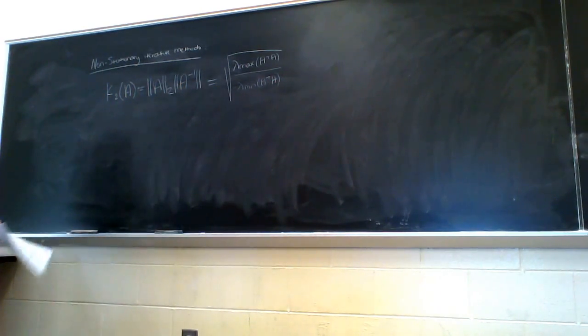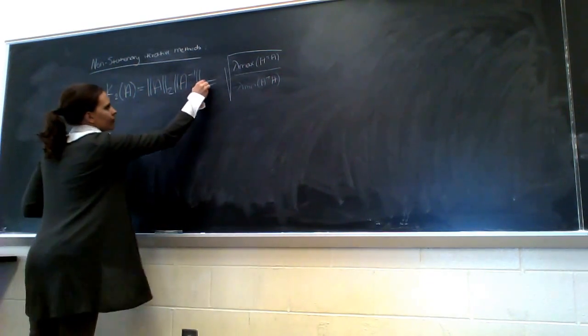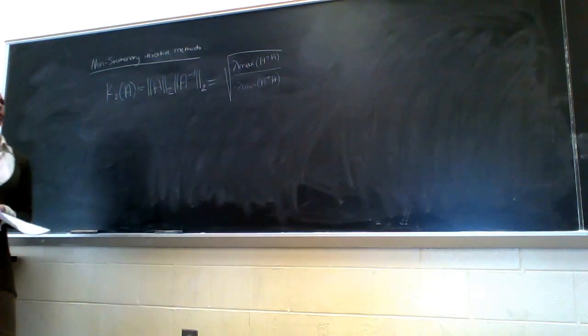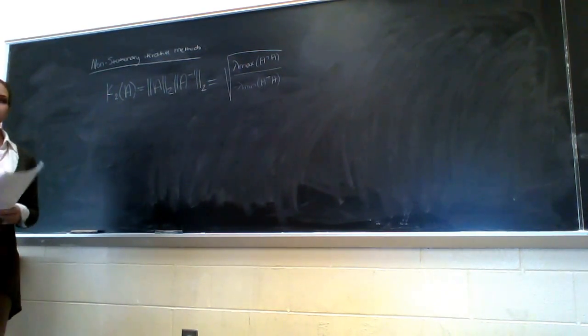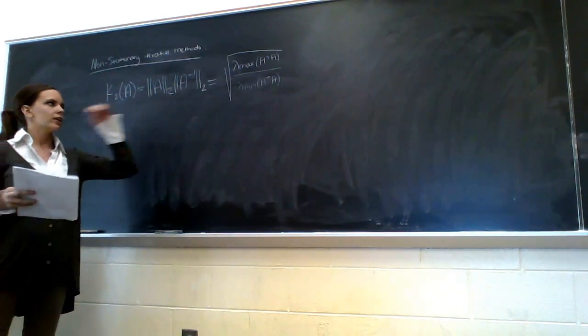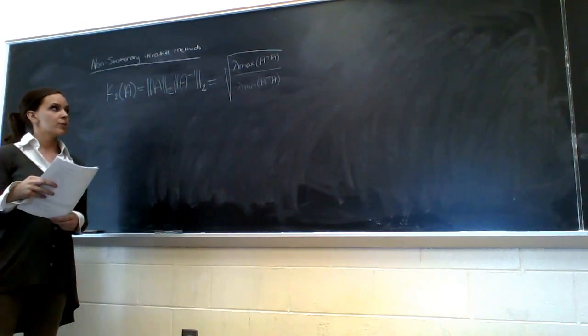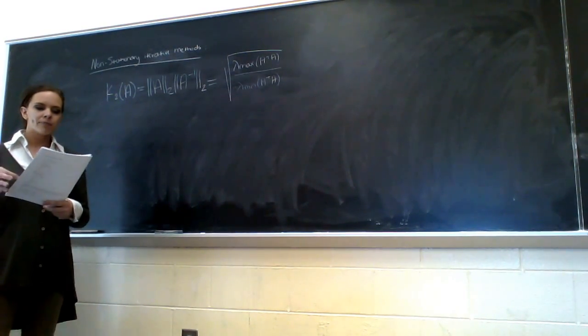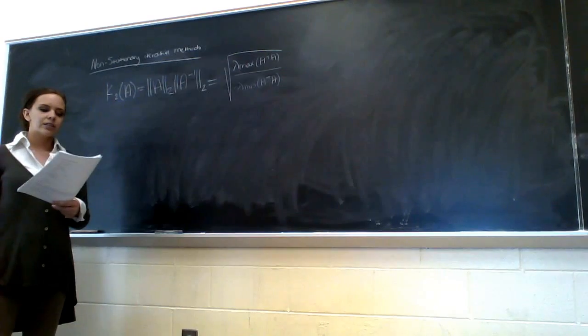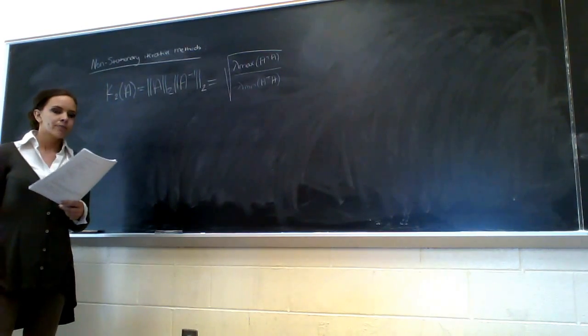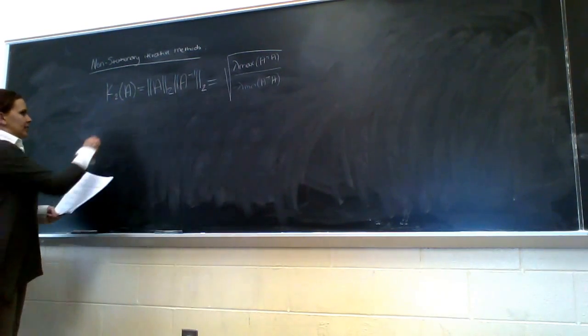And that's because the definition of the 2 norm is the square root of the largest eigenvalue of A transpose A. So here we have A inverse, so we have the smallest eigenvalue of A transpose A. So we can use that to measure sensitivity of a matrix. So if we have an example.